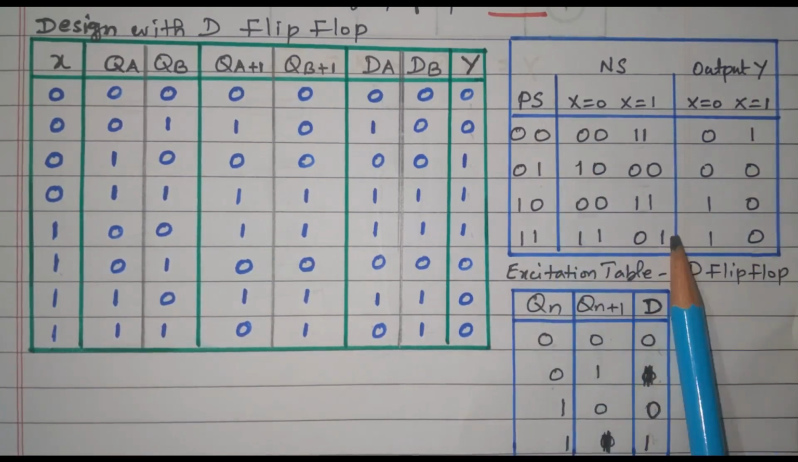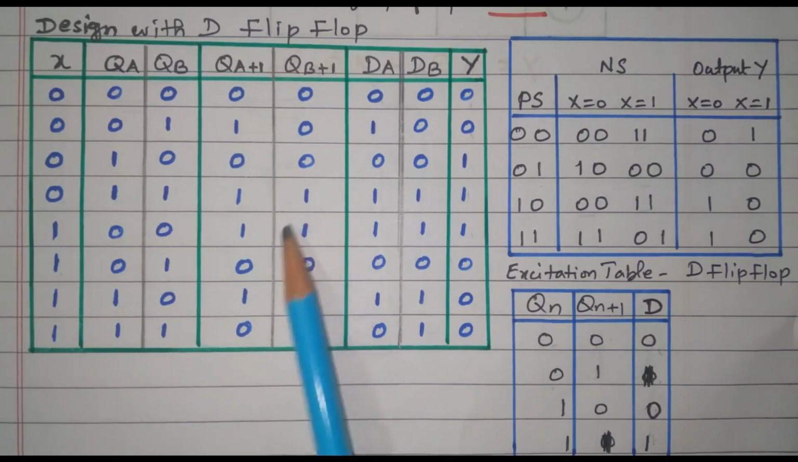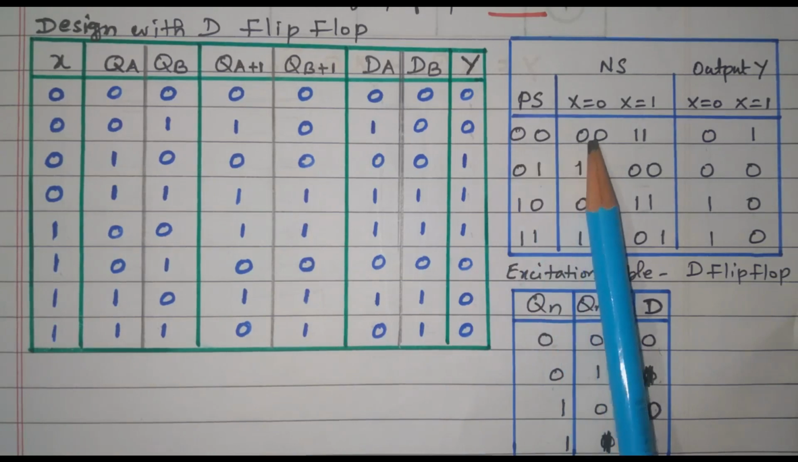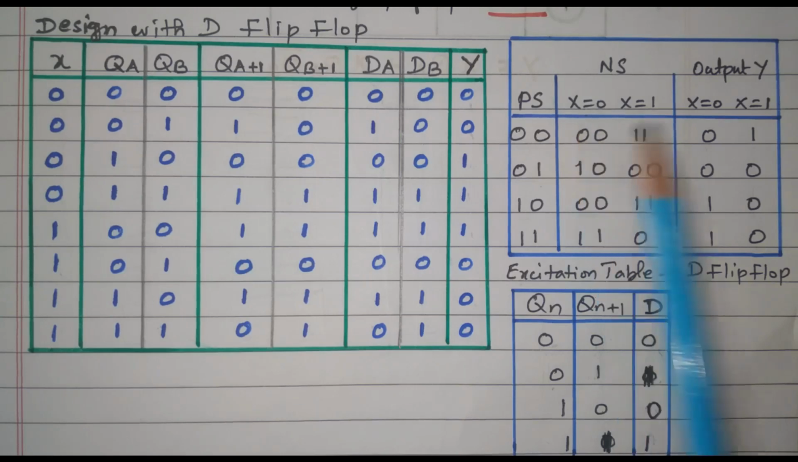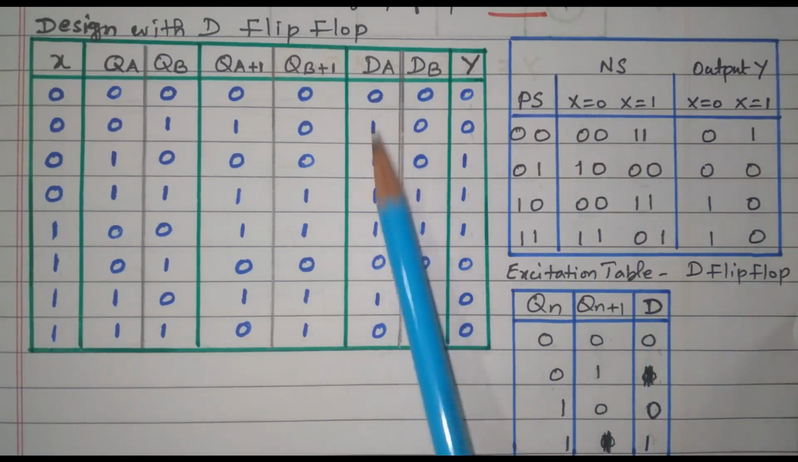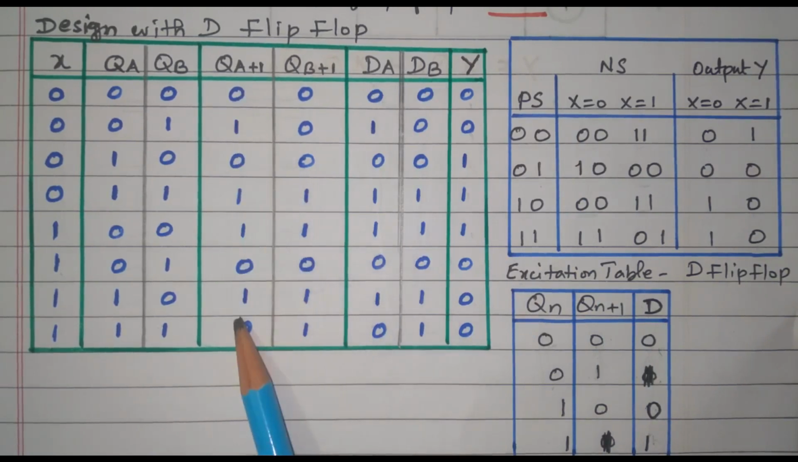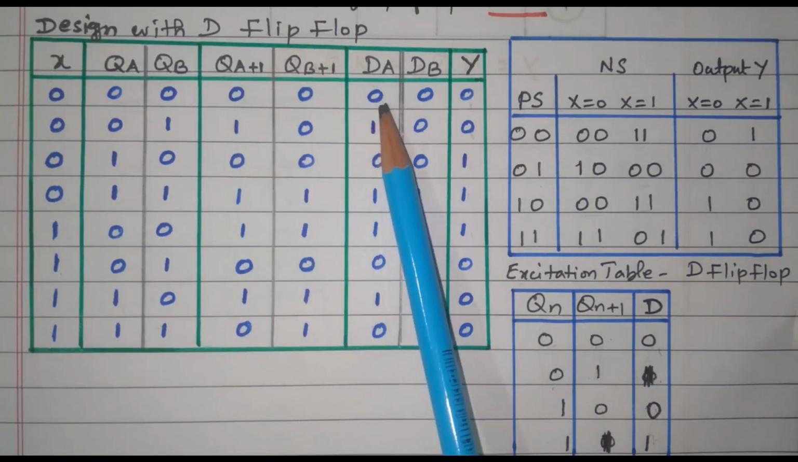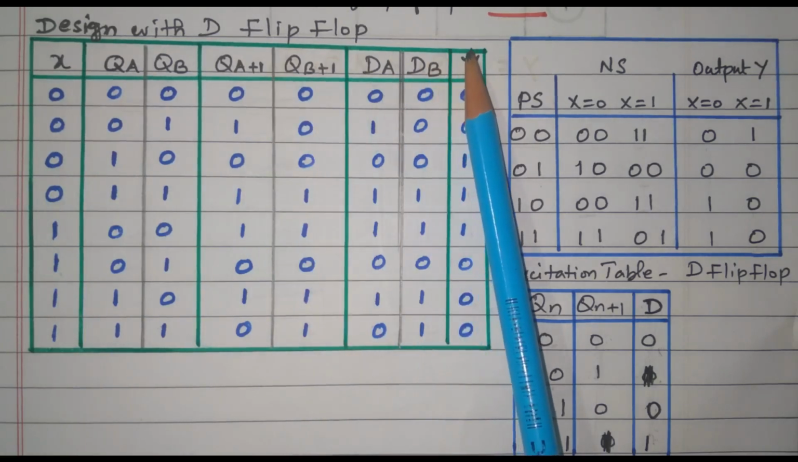So from this table, the excitation table for the design of the flip flop is created, right? 0 0 to 0 0, 0 0 to 1 1, 0 0 to 1 0, like that, with the corresponding input and output. The values of D, DA and DB are nothing but the next state of the flip flop. The next state of the flip flop is reflected as the D value, right, based on this explanation. Now we have developed the excitation design of the D flip flop.